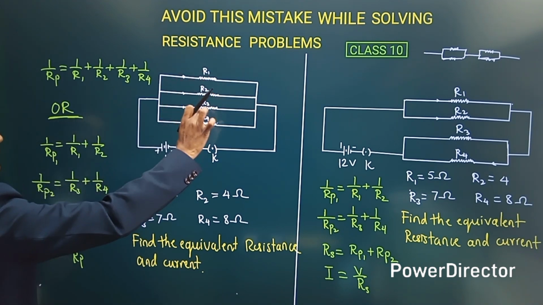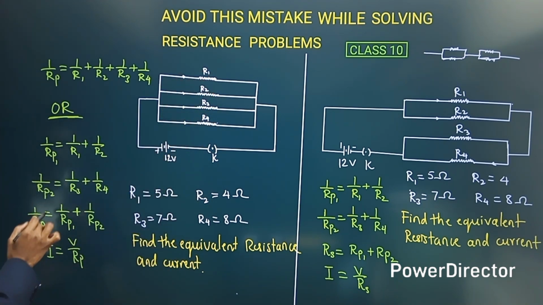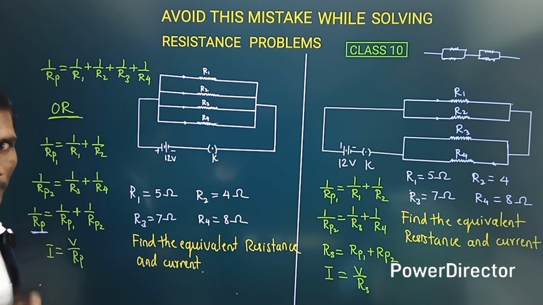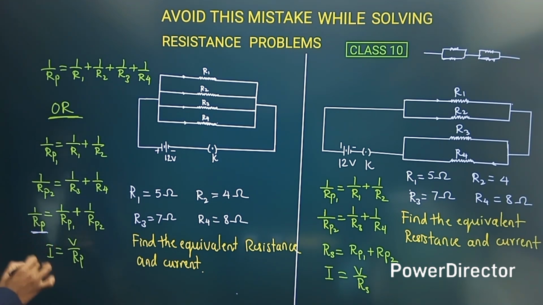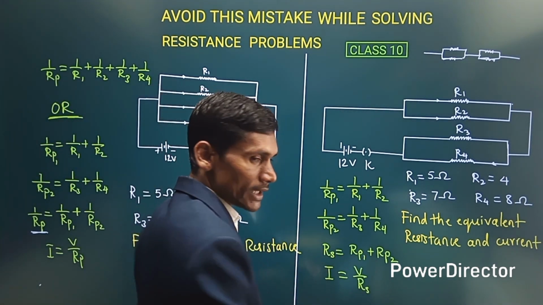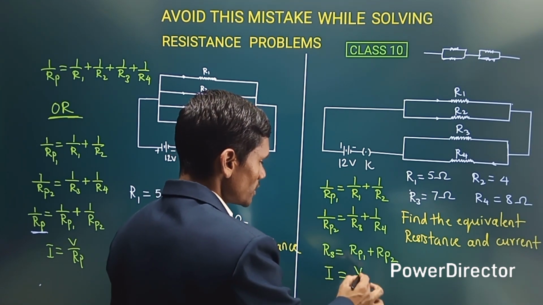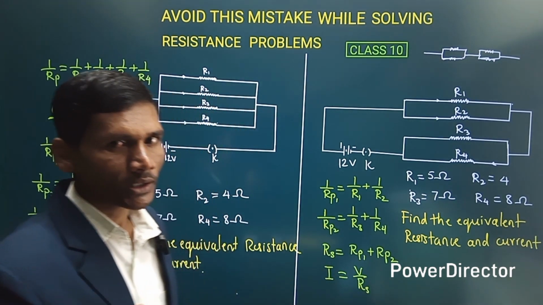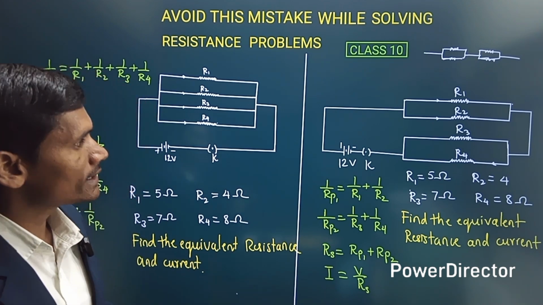But since this set and this set are again in parallel connection, how to find the total equivalent? 1 by RP is equal to 1 by RP1 plus 1 by RP2. Once you do this, you are going to get RP here, meaning the equivalent resistance of the resistances in parallel. Once you find that, easily you can get the current I is equal to V by RP. Here also, once you find RS, the equivalent resistance, easily you can find I is equal to V upon RS. If you calculate, you will get the current in amperes, right? So easily you can calculate this.